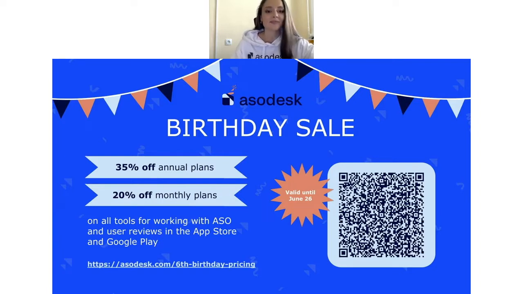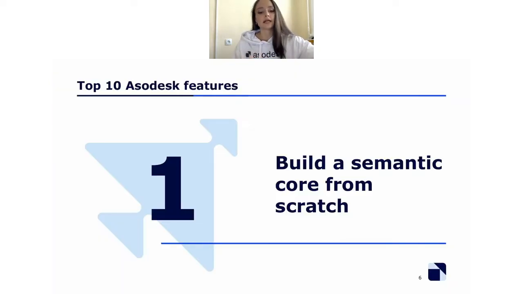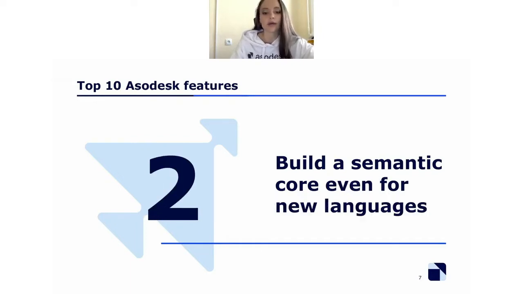And let's start. Today I will tell you, first, about the ASO part, so how to work with ASO, and the second one will be about reviews. Right now I will share my screen and show you the platform, of course. We will talk about 2 aspects. First, how to build a semantic core from scratch, and second, how to build a semantic core even for new languages, because it's quite similar.